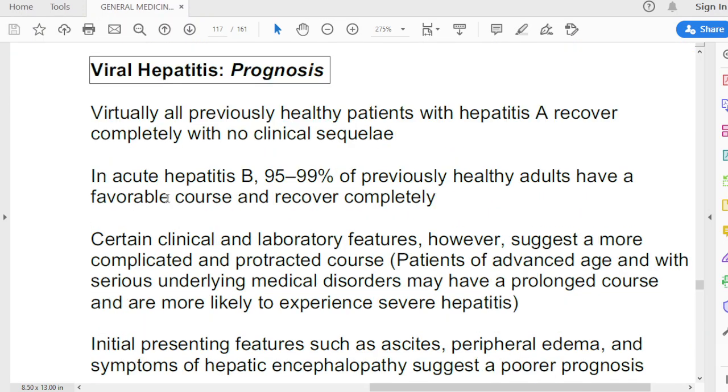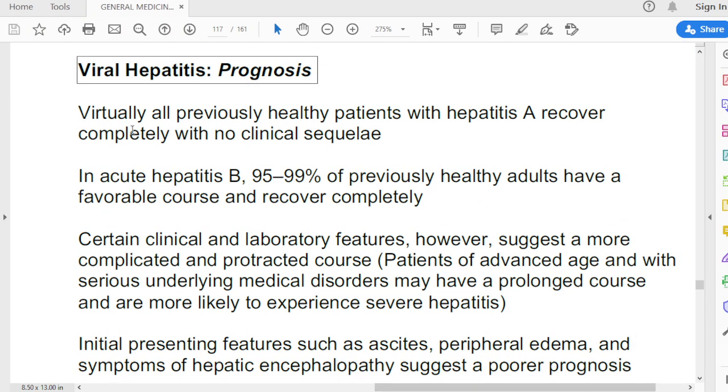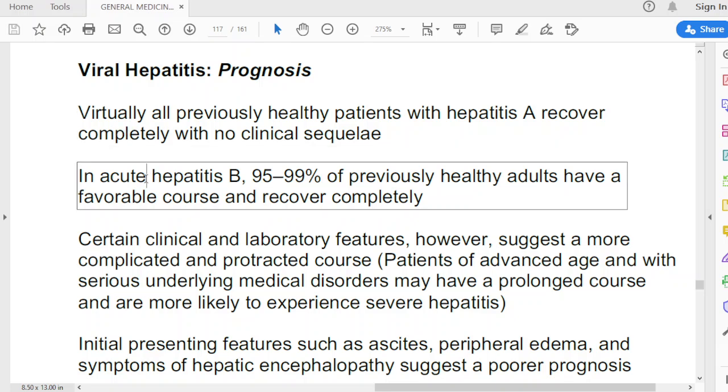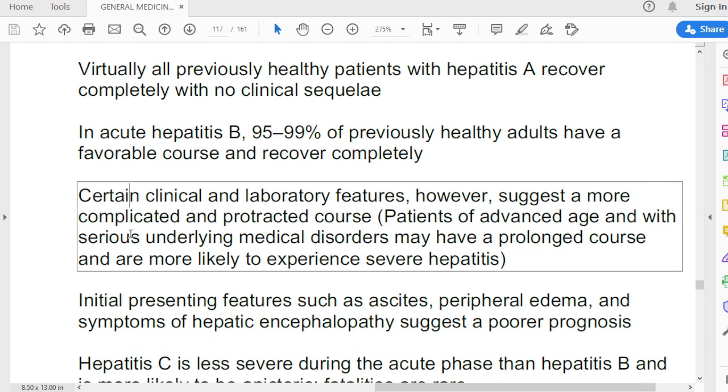Viral hepatitis, prognosis. Virtually all previously healthy patients with hepatitis A recover completely with no clinical sequelae. In acute hepatitis B, 95–99% of previously healthy adults have a favorable course and recover completely. Certain clinical and laboratory features, however, suggest a more complicated and protracted course.